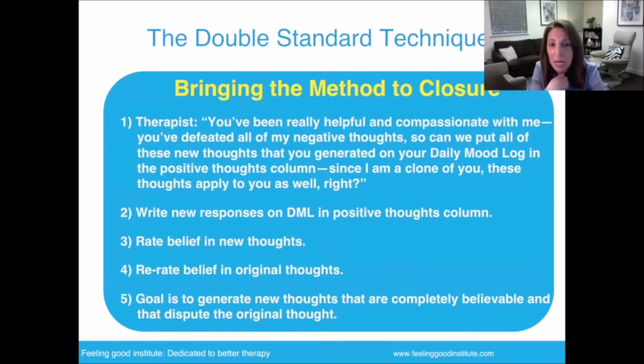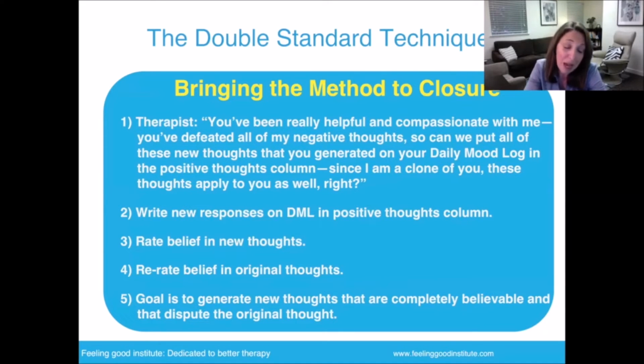So again, this is what I say as a therapist. I'm no longer in the role play, I'm stepping out of the role play. I'm saying, you've been really helpful and compassionate to me in this role play, and you defeated all my negative thoughts. And since I was a clone of yours, that means you defeated your negative thoughts. So can we put these new thoughts on your daily mood log? Since I'm a clone of you, these thoughts would apply to you too.